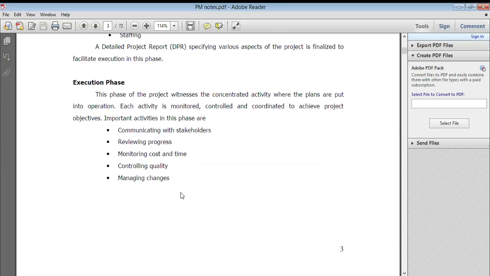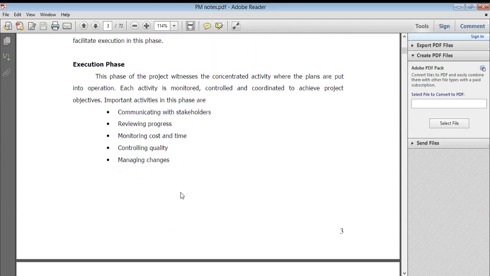Now the execution phase. What is it? The phase of the project that witnesses the concentrated activity where the plans are put into operation. Each activity is monitored, controlled, and coordinated to achieve project objectives. An important activity in this phase is communicating with stakeholders. Yes, you need to know how to communicate. You require good communication skills to complete the project.